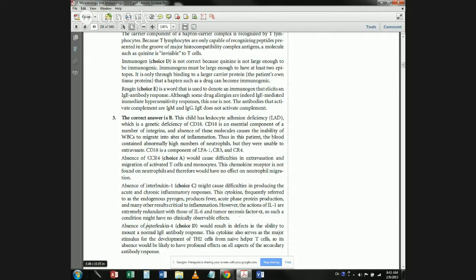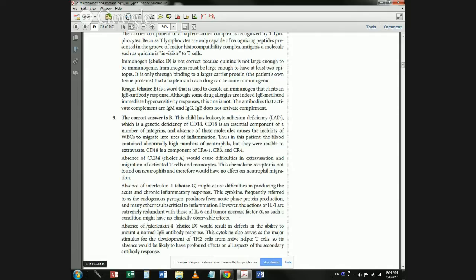Absence of interleukin 1. Interleukin 1 might cause difficulties in producing the acute and chronic inflammatory responses. That's the first response, right? This cytokine, frequently referred to as the endogenous pyrogen, produces fever, acute phase protein production, and many other results critical to inflammation. However, the actions of IL-1 are extremely redundant with those of IL-6 and tumor necrosis factor alpha. So such a condition might have no clinical observable effects.